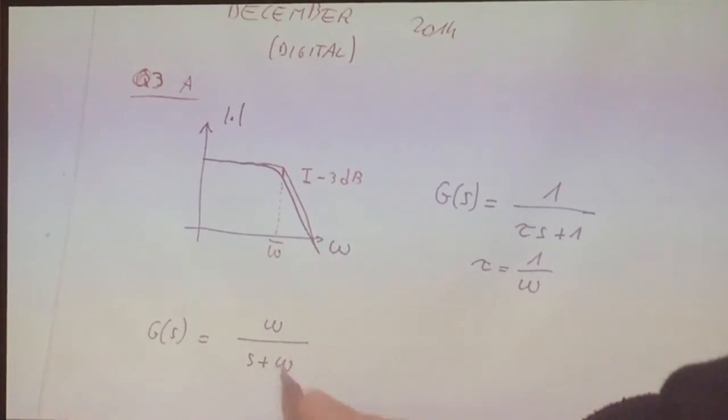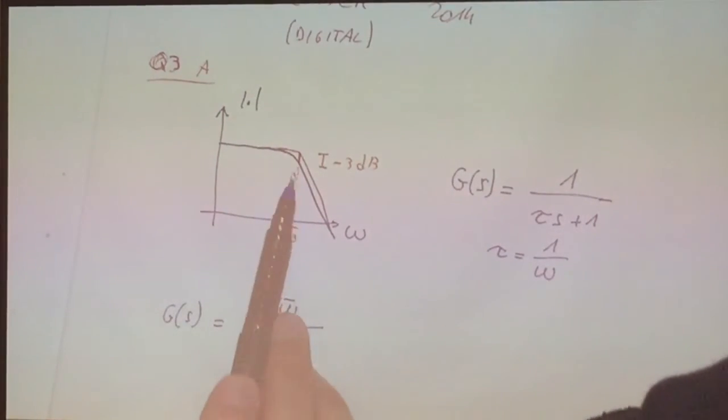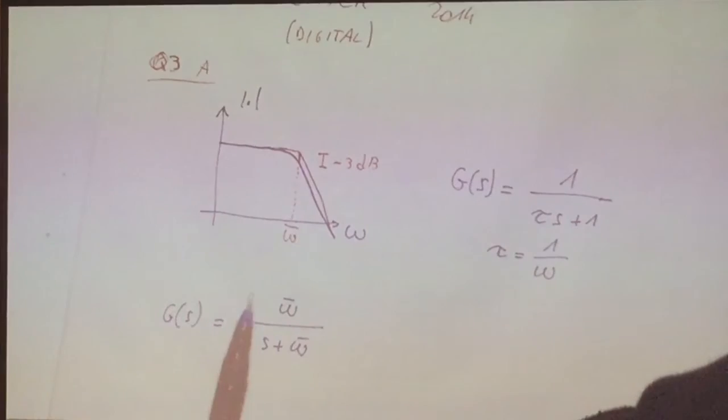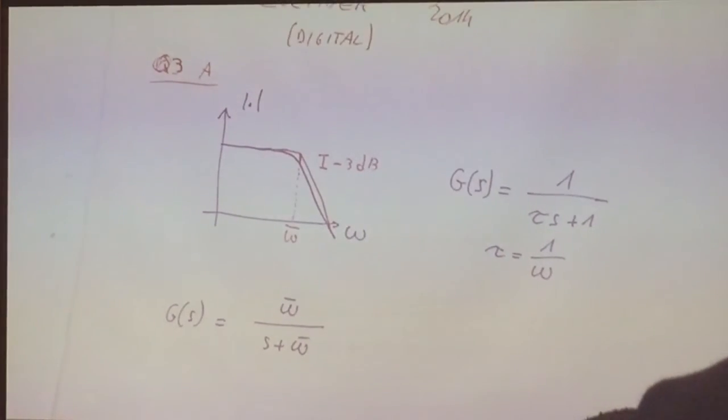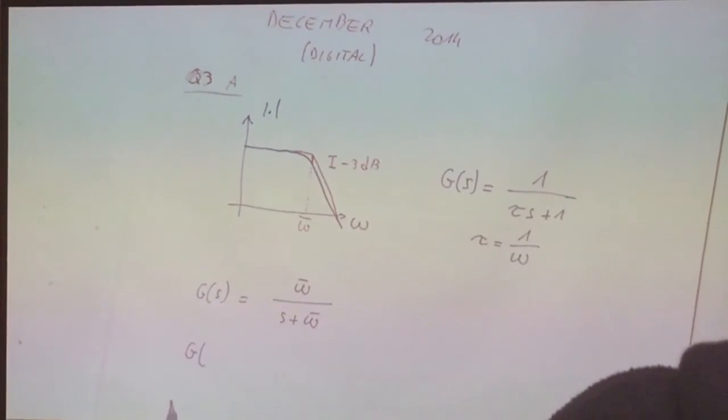If omega is the cutoff frequency, then I call it omega bar, to be consistent with my plot here. Okay, do you really want to see that this is the low pass filter that we wanted, that the cutoff frequency is minus 3 dB at omega bar? If you want to see it, then what you need to do is to calculate the frequency response of this.